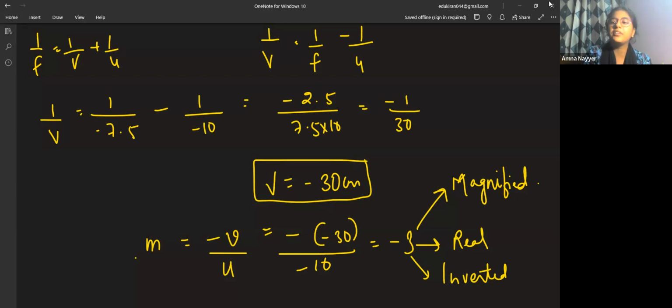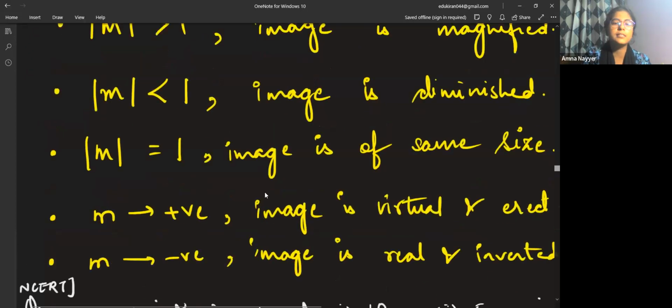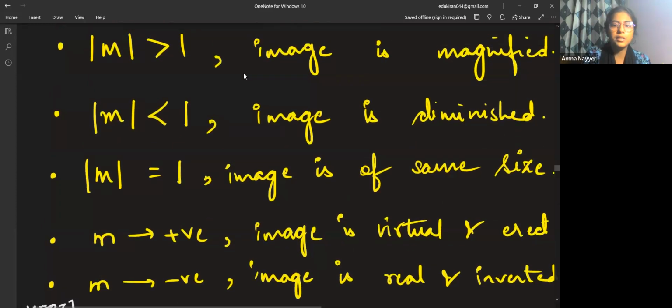Not the table, Fia. In the last class we had written this, you should remember. See this one. All of you remember this. This will be helpful for all your numericals. So magnitude was greater than 1, so we had taken image magnified. Now magnification was negative, so image is real and inverted. This is how you have to solve all the questions. So this part I have done.